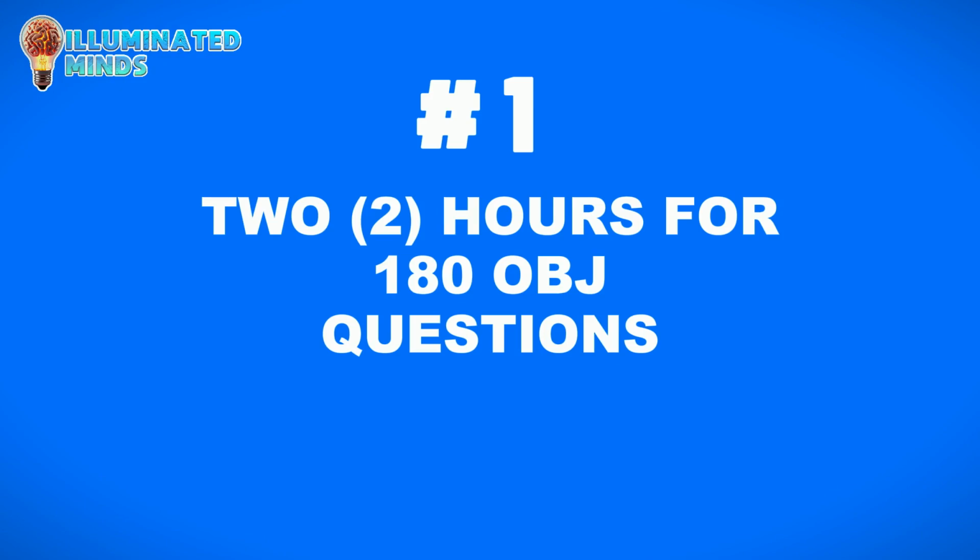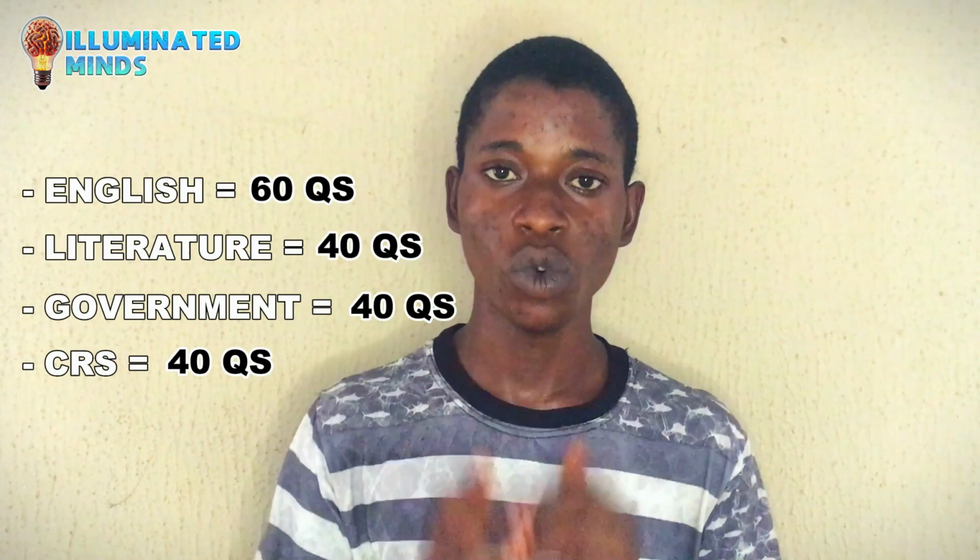So I want you to give me your attention as I am going to share with you important information that you really need to know before sitting down for this examination. Number 1, you will be given 2 hours to answer 180 objective questions in the UTME. That is 60 questions from English language, and 40 questions from each of the other 3 subjects that you have chosen. So if you chose English, literature, government, and CRS, the English subject will have 60 questions, and the CRS, the government, the literature will come with 40 questions each. Good. So please let that be settled in your mind.